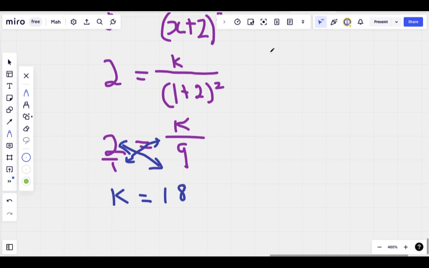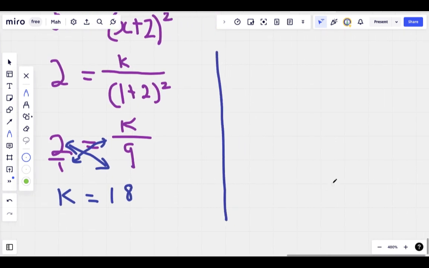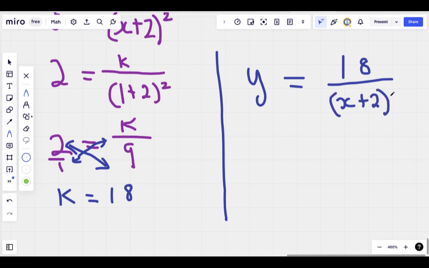Now, once you get the value of k, we can simply find the y in terms of x. We put the value of k into the function. So we say y equal to, the k is what? 18. So we write 18 over x plus 2 squared. X plus 2, because they did not give you the value of x. They just say find it in terms of x. So this is where you stop. You say y equal to 18 over x plus 2 squared. Is that okay?